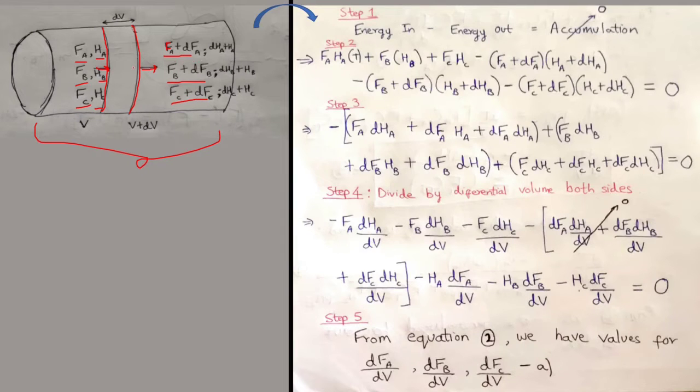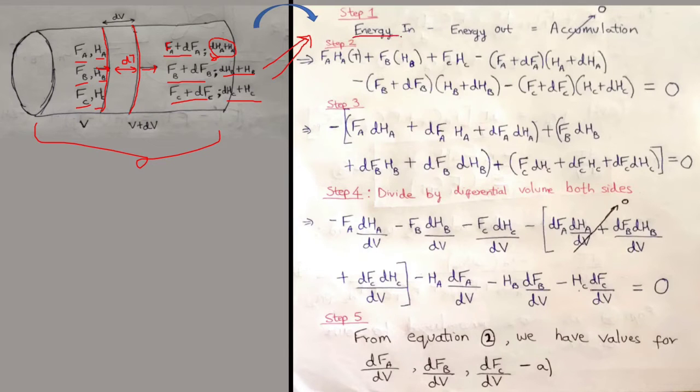Now since there will be a change in temperature within this differential volume, we also have the enthalpy, which is a function of temperature. So there will be a change in enthalpy of these components as well. So we have dHA plus HA, and similarly we have dHB plus HB and dHC plus HC. So let's move on to the energy balance.